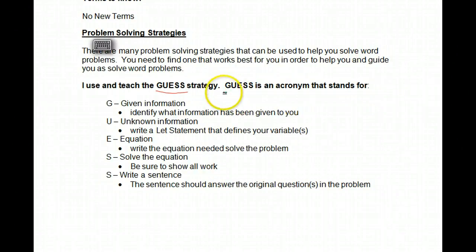GUESS is an acronym. G stands for the given information, and what you do during this step is identify what information has been given to you during the problem. Next, we identify the unknown information, and that's where we write a let statement that defines our variable or variables if there are two or more things that we have to find.